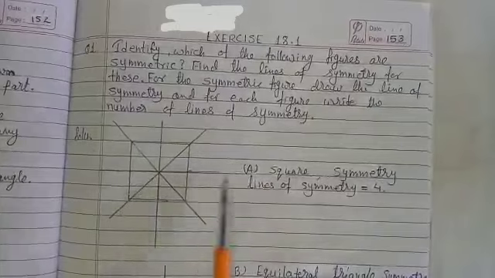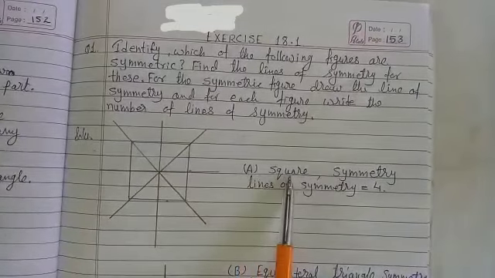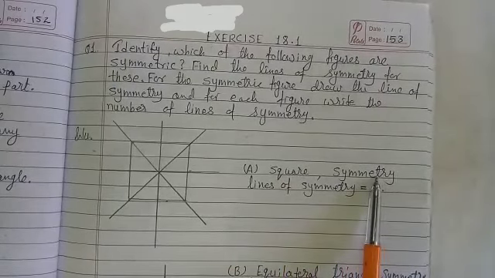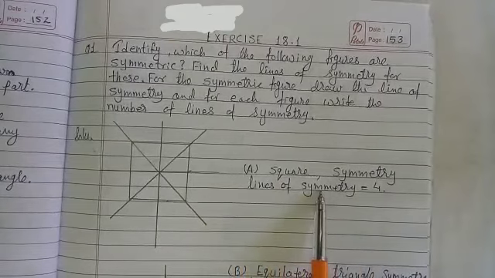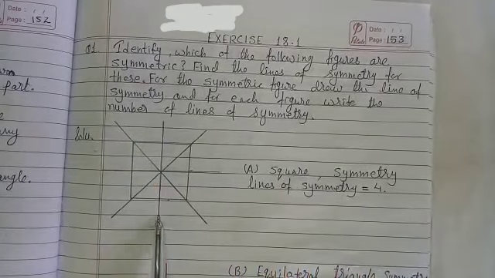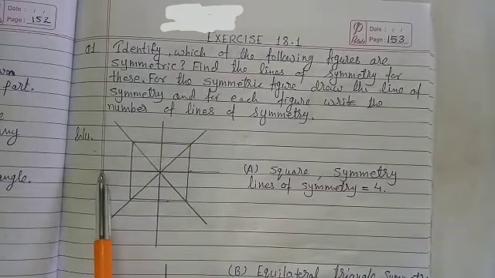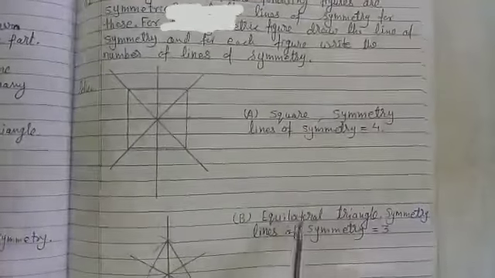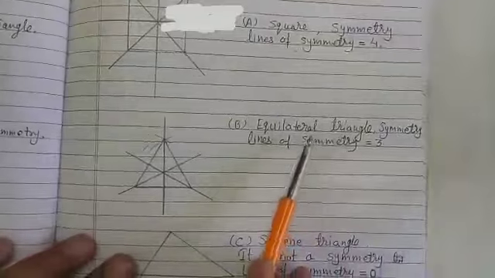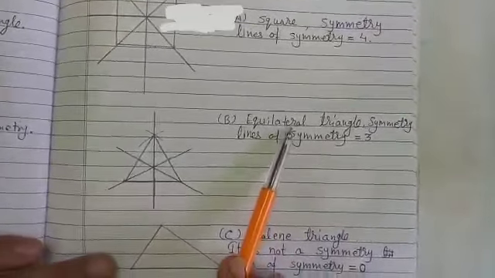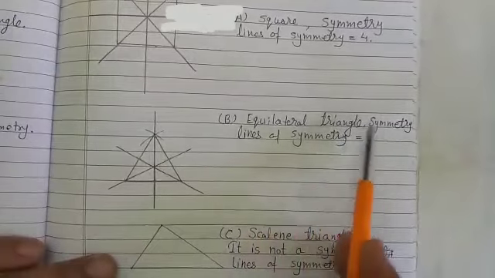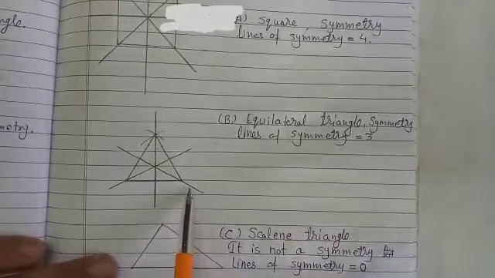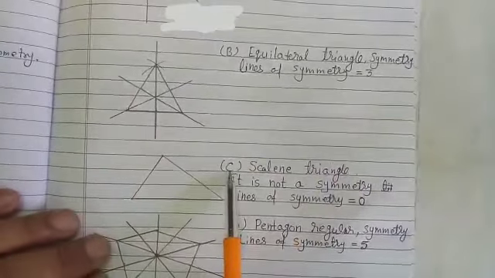This is the first figure, figure A. What type of figure is it? Square. We can make it symmetrical, so we have written symmetry. How many lines of symmetry can we draw? 1, 2, 3, 4. That is 4 lines of symmetry. Is it clear? Now the equilateral triangle. Just now we read how many lines of symmetry an equilateral triangle has. It is a symmetrical figure. The lines of symmetry we have seen are 3: 1, 2, 3.